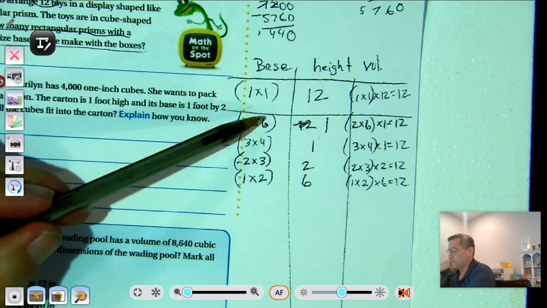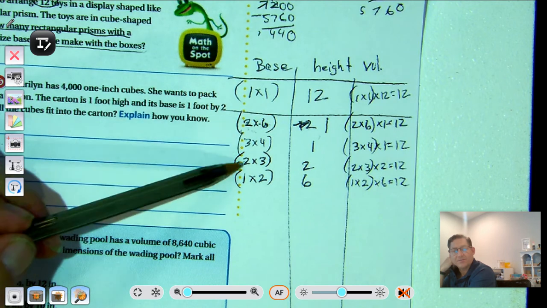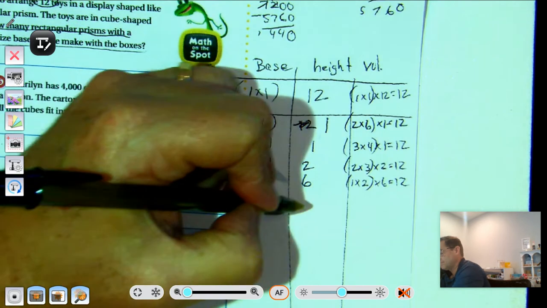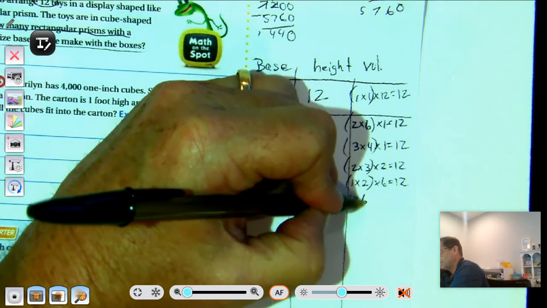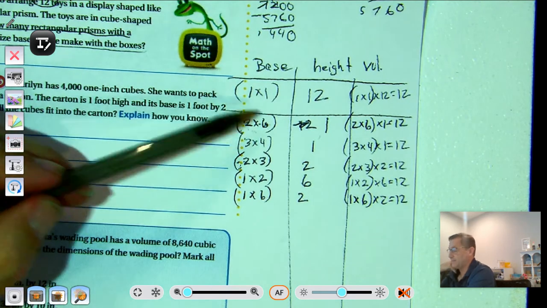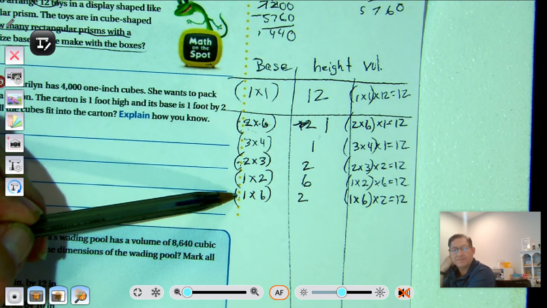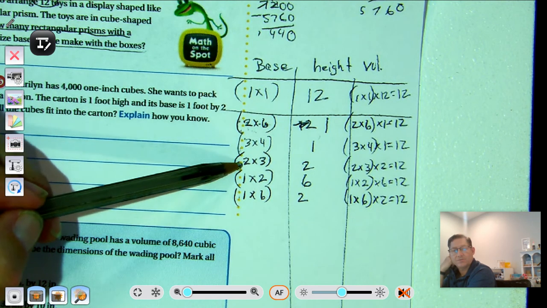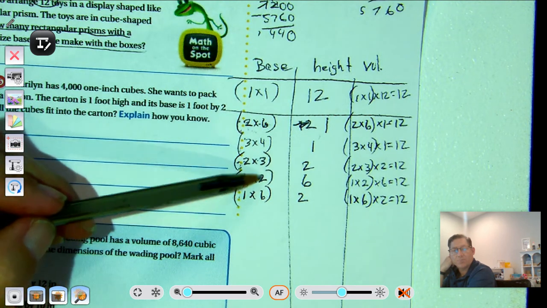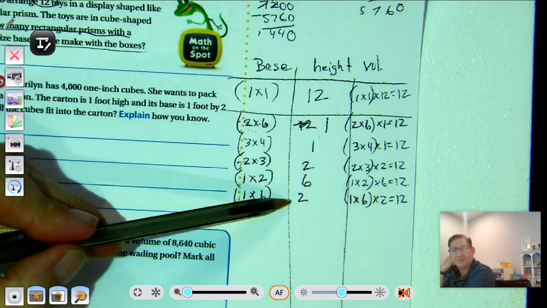All right. Is there a way of making a base of 6 other than 2 times 3? Yeah, 1 times 6. All right, so we've got 6 times 2. We've gotten all the possibilities for 6 times 2. Okay, we did 2 times 3, which is 6 times 2. We did 1 times 2 times 6. And we've done 6 times 1 times 2.